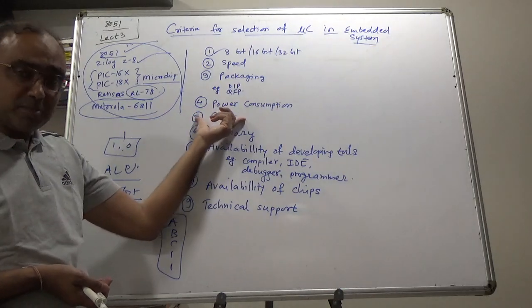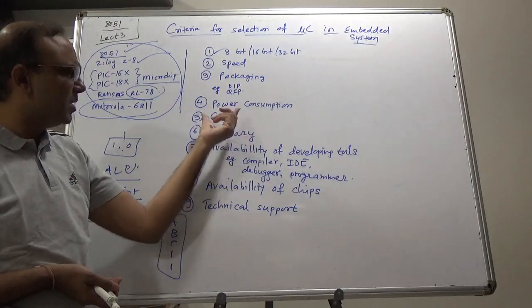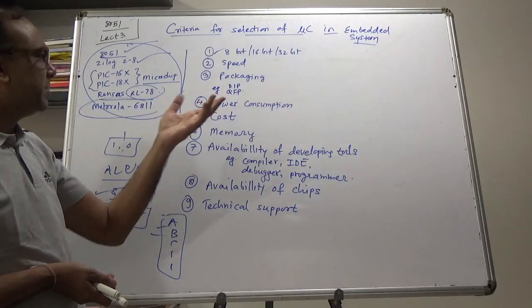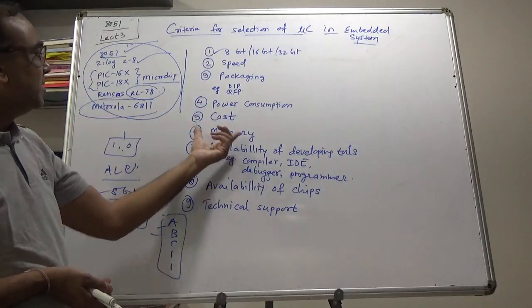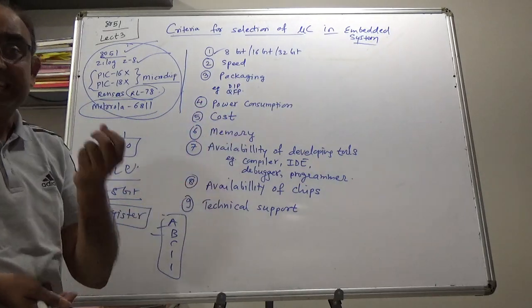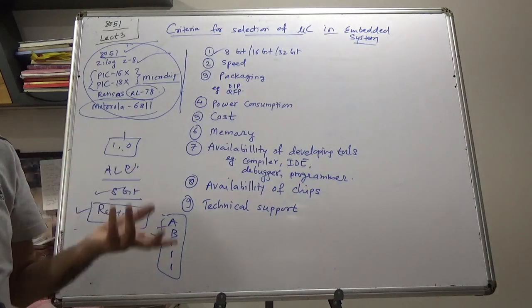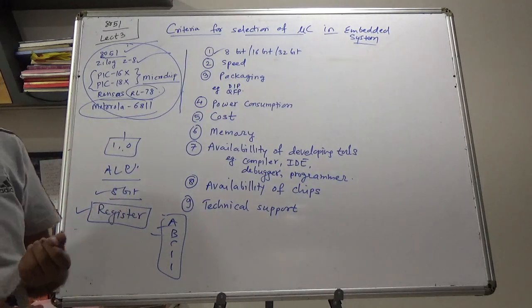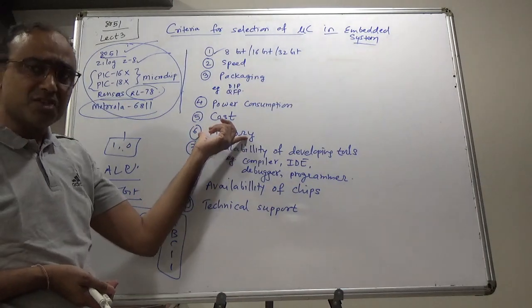Now, what is the cost of that chip? Then you can understand, you have to compare the cost also. Then how much memory is there, how much RAM is there inside, how much ROM is there inside, how many registers are there, like that. Those things also we consider.